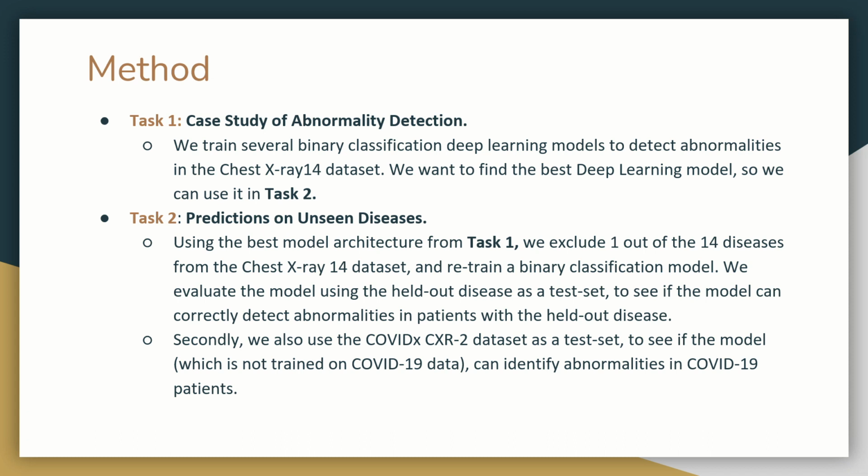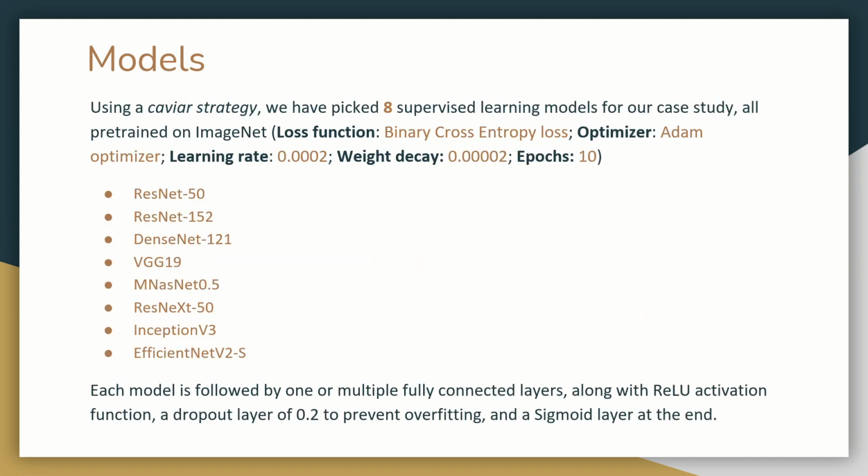The first task is to find the best deep learning model architecture for binary abnormality detection. In the second task, we use the best model architecture from task 1 and exclude one of the 14 diseases during training. We evaluate how well the model performs on the held out disease. We also evaluate how well our model performs on the COVID-19 dataset. We use transfer learning and a caveat strategy to pick the models for our case study.